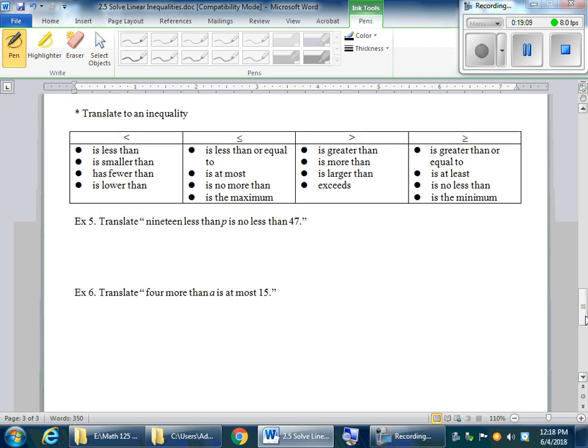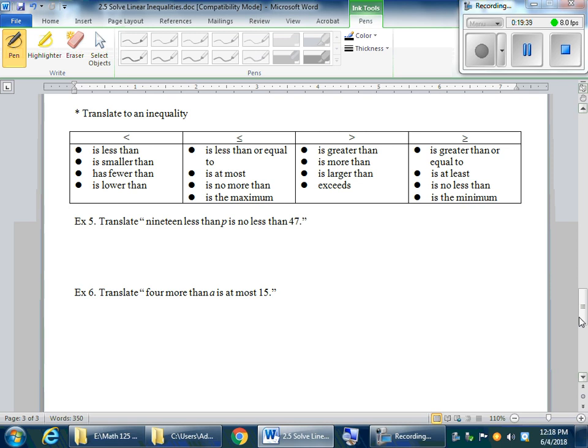Translating inequalities is important. A lot of us need to remember these keywords because they are used a lot in statistics, the next course. So we really need to know how to interpret these keywords using the inequality symbol. Take a minute to look at those keywords, and we're going to start example 5.